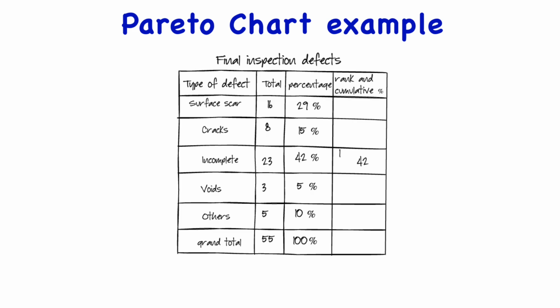Incomplete is the highest, rank 1, 42%. Surface scars is the next, rank 2, cumulative 71%. Cracks is next, rank 3, cumulative 85%. Others is next, rank 4, cumulative 95. Voids is the last one, rank 5, cumulative 100. Now that we have the frequencies, the ranks, and cumulative percentages, it's time to plot the data.